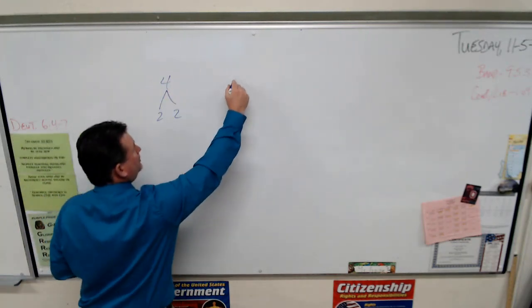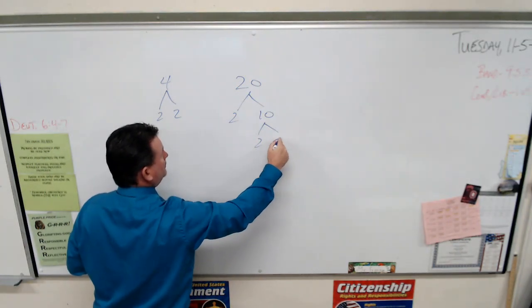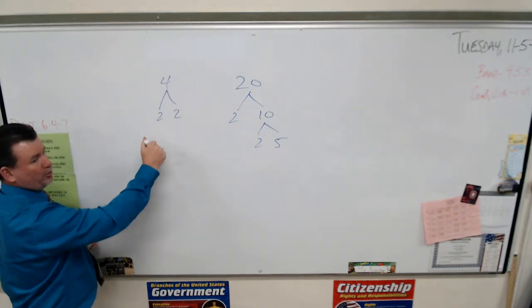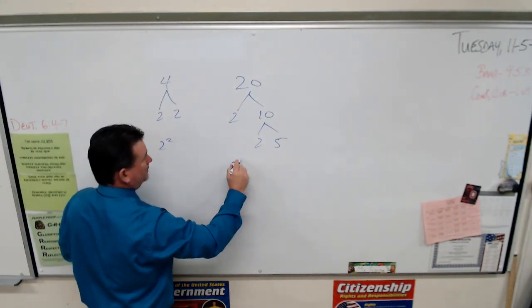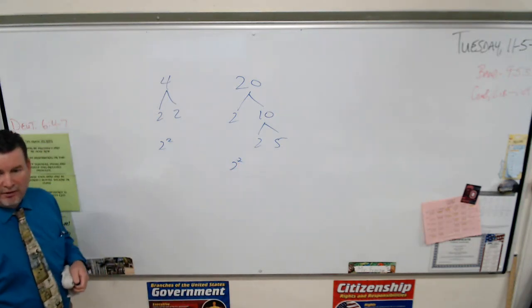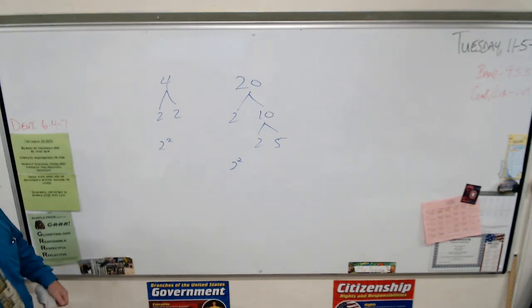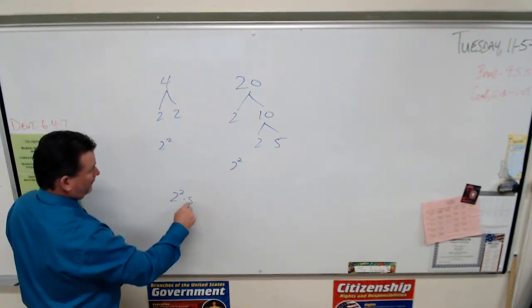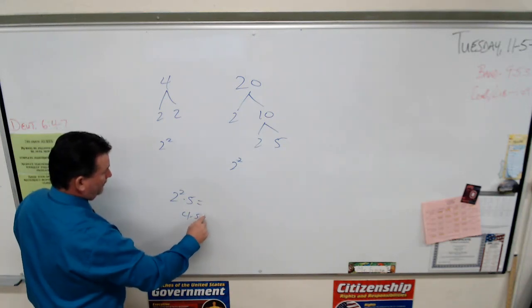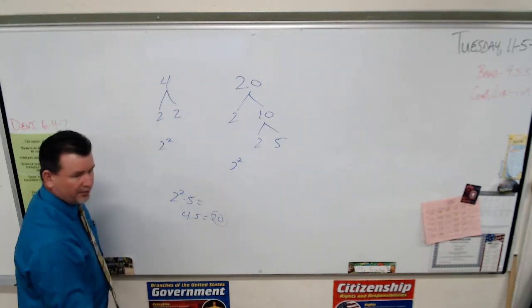2 times 2. I got 2 squared here. I got 2 squared there. And I got 5. Which, they're both 2 squared, so I got to just use 2 squared. That's the highest power of 2, and I got to use the 5. What's 4 times 5? 20. We knew it was going to be 20. You still with me?